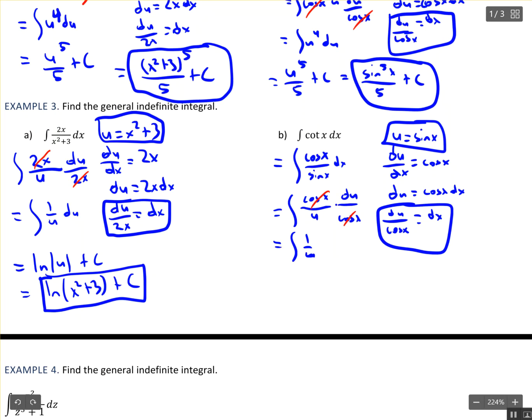Make sure this u doesn't magically move up. A lot of times people cancel there and it just turns into u du, but don't forget it's still in the denominator. So 1 over u du, the antiderivative of that is ln of u plus c, and u is sine of x, so ln of the absolute value of sine of x plus c.